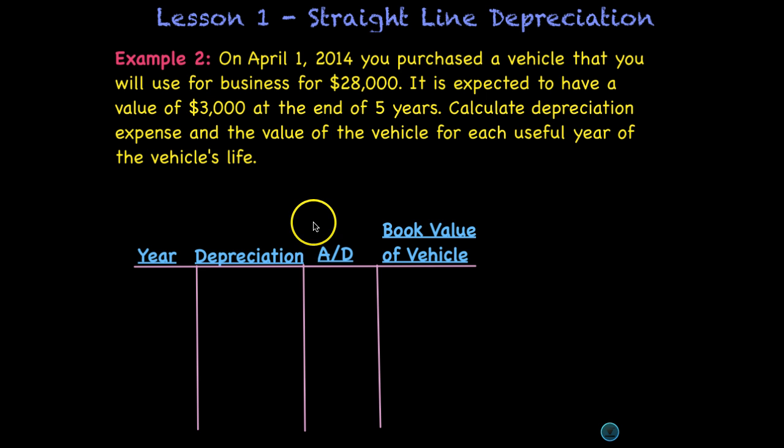So if we buy a vehicle on a different month, we have a partial period depreciation, meaning that we can't depreciate our vehicle over the entire 12 months. So let's look at how we might calculate that.